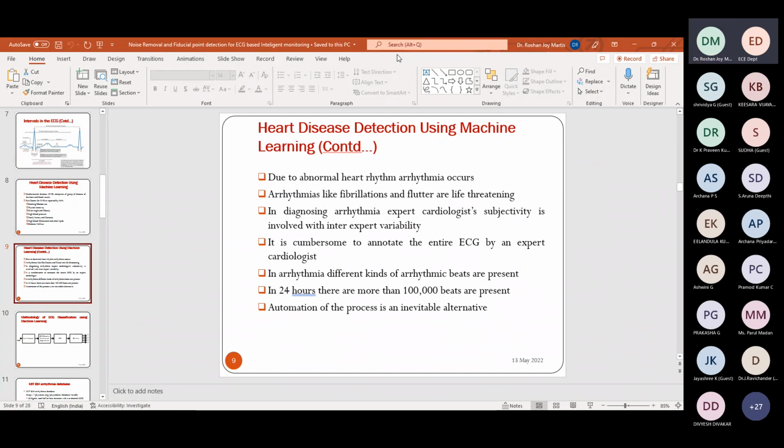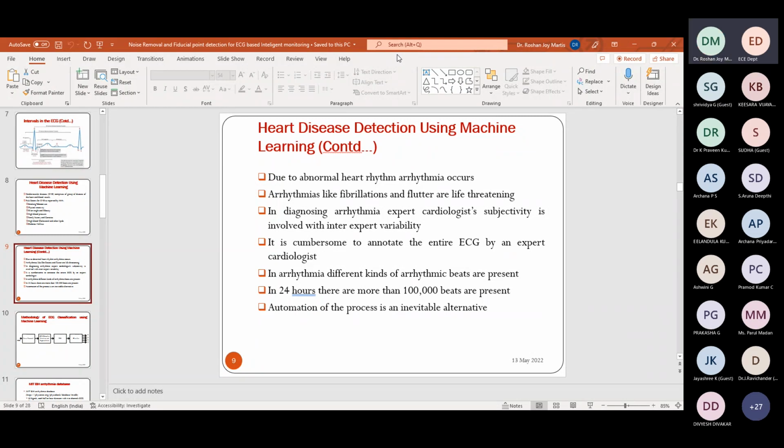Ventricular fibrillations are very rare. Even ventricular flutter is also very rare. In diagnosing arrhythmia, doctor subjectivity is involved, and taking the ECG and marking every point in the ECG is very tedious and will take a lot of time. It is a cumbersome procedure.